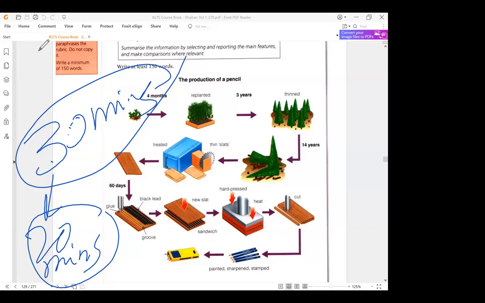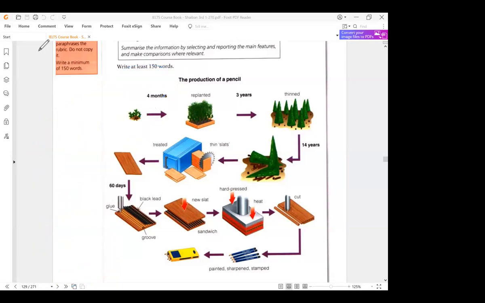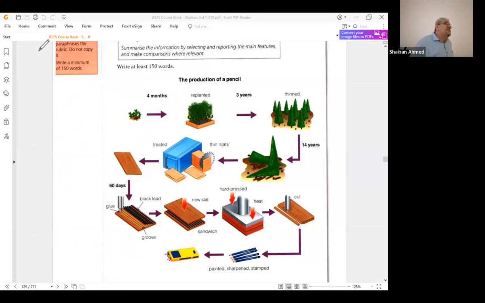I want to remind you, this is a very important reminder. Process questions, cycles, whatever, they are becoming a trend now in the exams. A trend means they come quite often. In the past, we rarely had them, rarely. But now, maybe every 2-3 exams, you have a process.